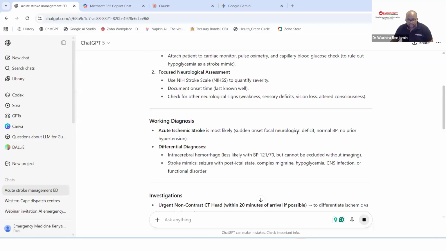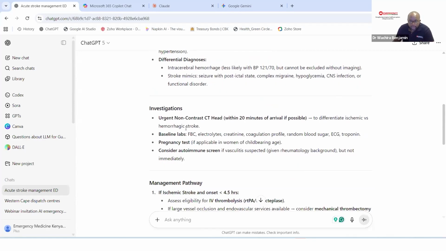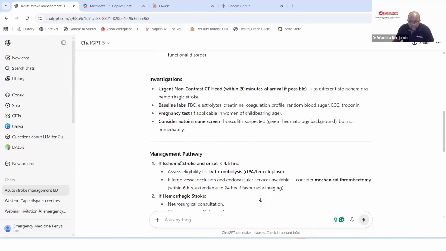It is most likely a focal deficit, normal BP, no prior hypertension. Your differentials are intracerebral hemorrhage, stroke mimics such as seizures with post-ictal state, complex migraine, hypoglycemia, CNS infection, or functional disorder. So what you need to do at least is a CT scan within 20 minutes of arrival, some labs. If you're female, you want a pregnancy test. Why do I want a pregnancy test? Let me ask. That's really what I want to know. Why do I need this?